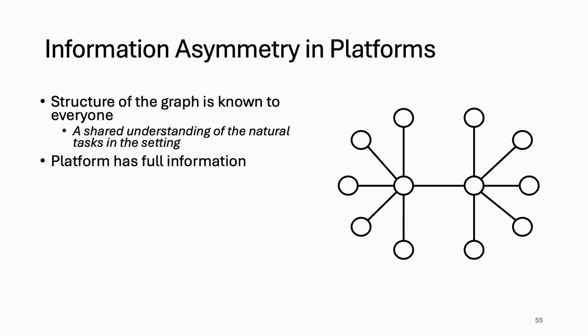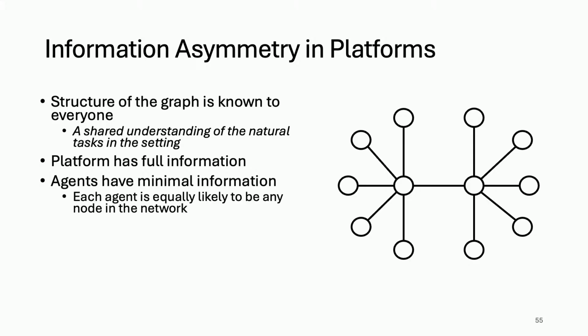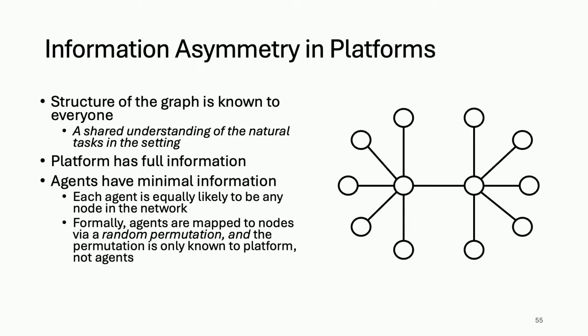The platform has full information, so it knows which agent is at which location on this graph. And the agent has minimal information. Each agent is equally likely to be any node in this network. That is to say, the agents are mapped to the nodes via a random permutation, and the realized permutation is only known to the platform, but not to the agents.